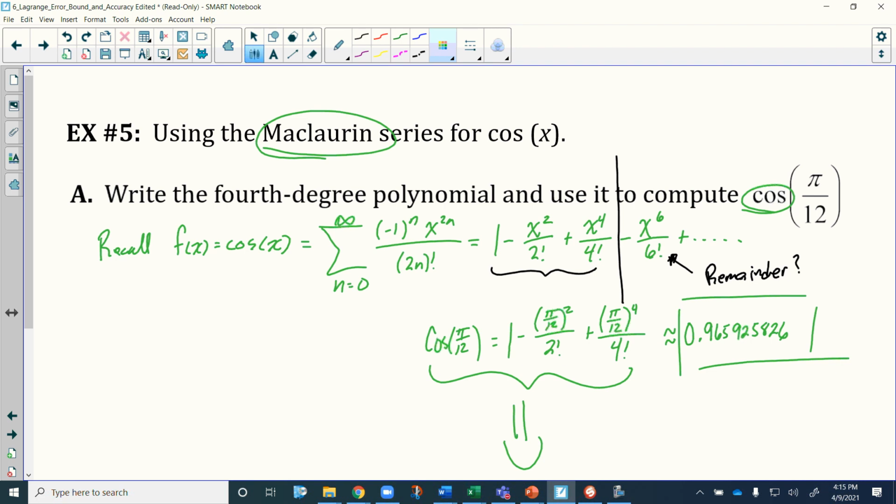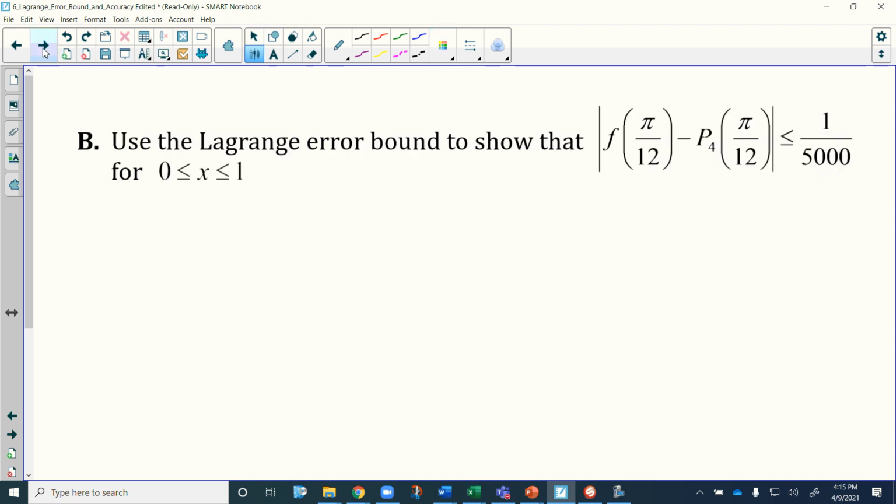And just like what we've seen with some previous problems, you want to make sure that you save that number on your calculator. So part B, now what it's asking us to move on to, it says use the Lagrange error bound to show that the actual minus the approximate is going to be less than or equal to 1/5000th for the interval from 0 to 1. So here they're giving us an interval that we're going to use.